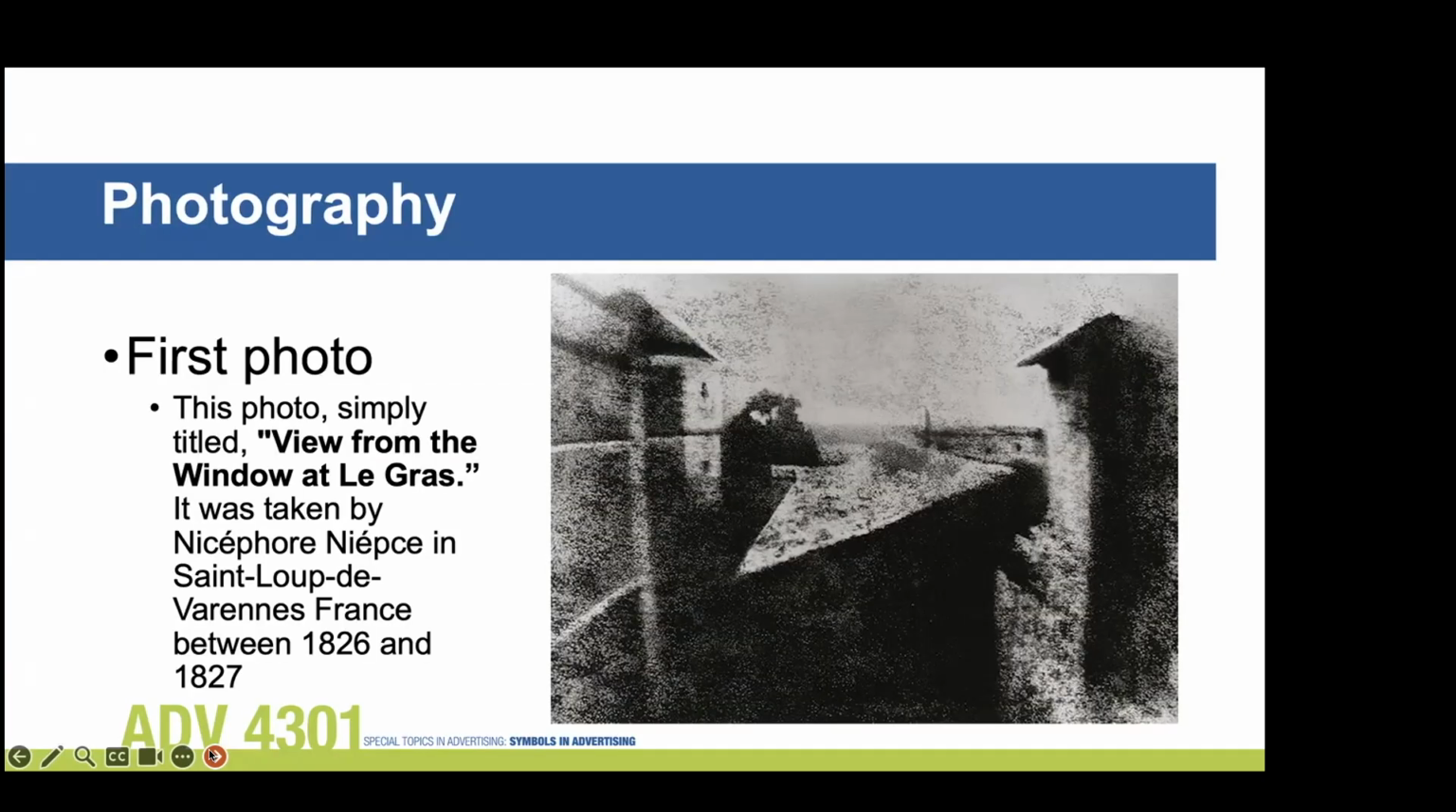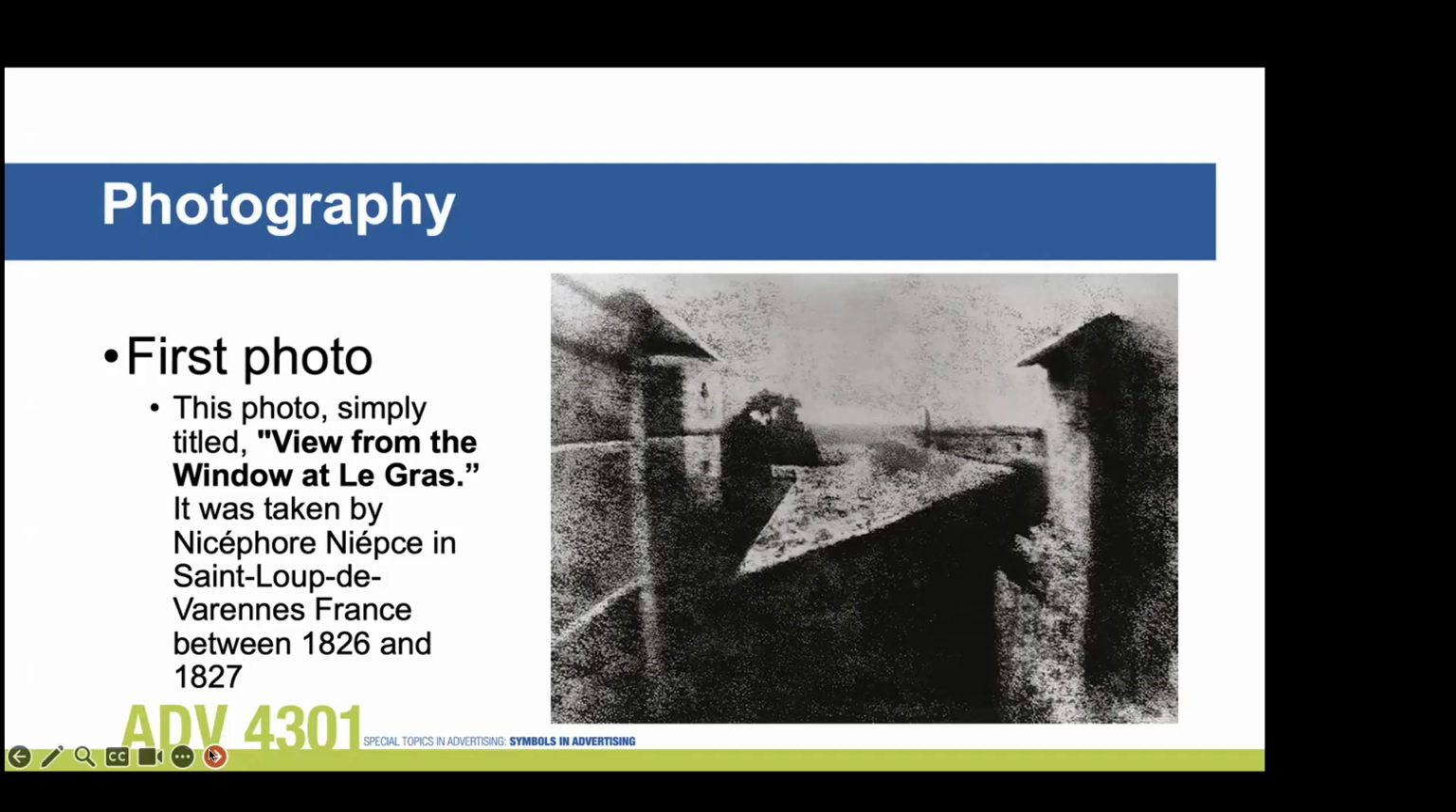The first photograph that was recorded was this photograph. It was simply called View from the Window at Le Gras. So this guy, and I'm not going to try to say his name because my French is terrible, I have a Texas accent, not a French accent. But he was in France and he did this experimentation and finally was successful sometime between 1826 and 1827.